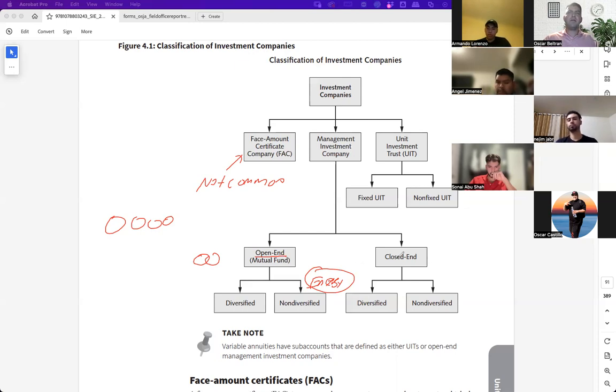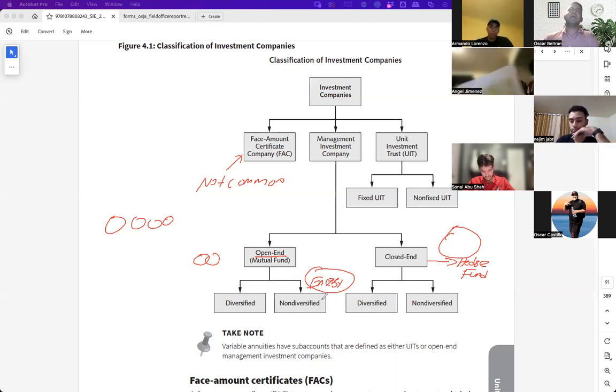Now, right here, you have closed end. So with closed end, you're going to have a big pot and you're going to have to buy that entire pot of that fund. You're not going to be able to say, you know what, I only want half of it. You're going to have to buy the entire pot to get that investment. And the way I think about it is kind of like a hedge fund. That's the way I think about it, hedge fund. And then here you also have diversified, non-diversified, same thing as I explained earlier.